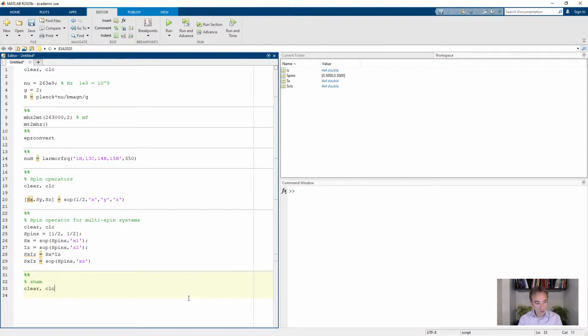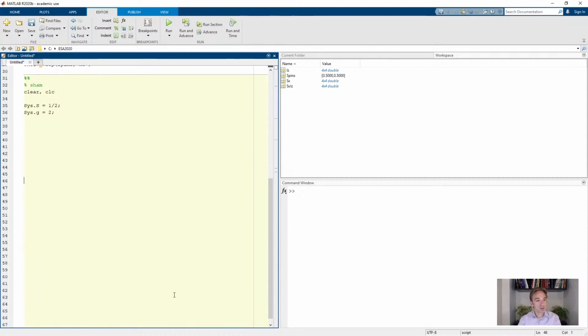In order to use it, you have to go back and define a spin system the way it's defined for any simulation functions. For example, sys.S equals 1/2 and sys.g equals 2. That's a spin system with just one electron spin with a g value of 2.000. We will also need a magnetic field vector, and let's put the field along the z-axis. So we have to write down a vector with an x, y, and z coordinate, 0, 0, and 350.